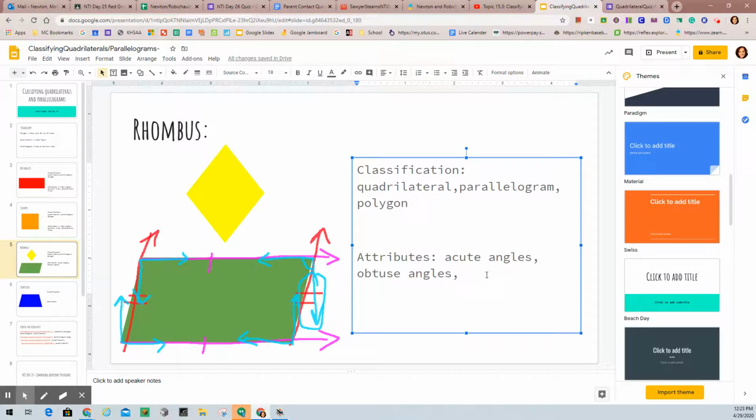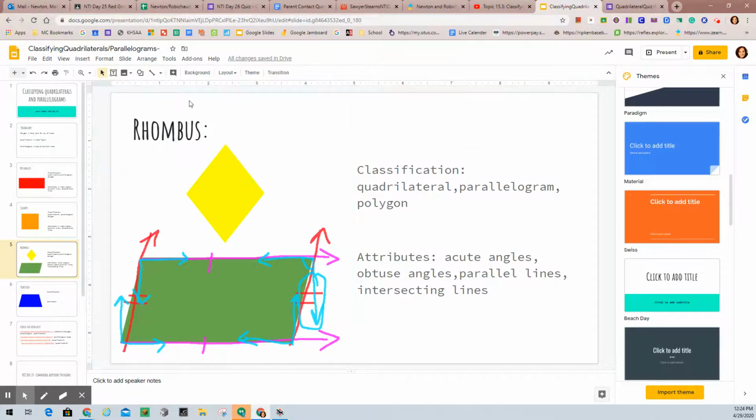Let's move on to lines. It has parallel lines. Does it have intersecting lines? It does have intersecting lines because we have acute and obtuse angles listed as our attributes. And you can see that these lines intersect on all those corners. And the last type of line is perpendicular. There are no right angles, so I know that there cannot be perpendicular lines. And that would be my classification of a rhombus.